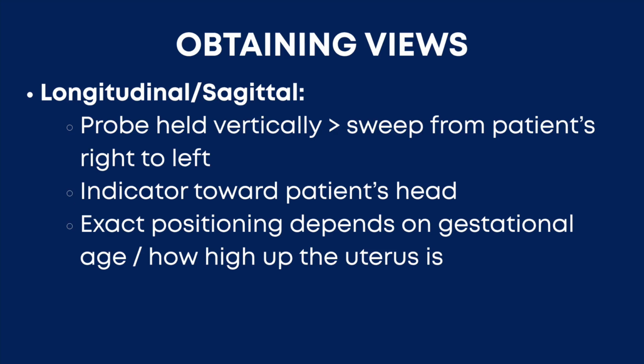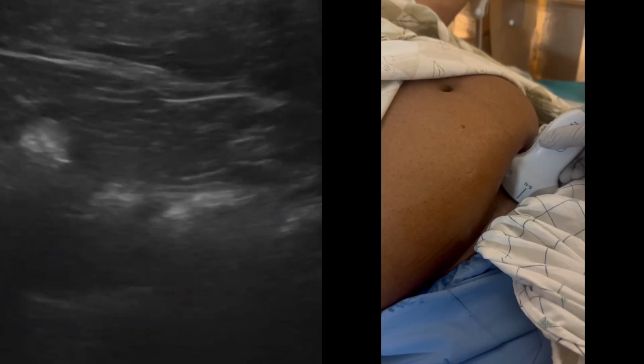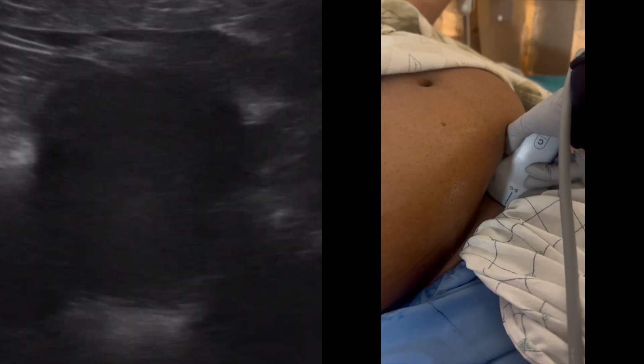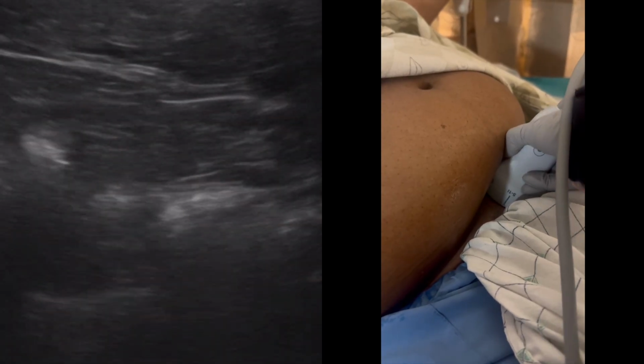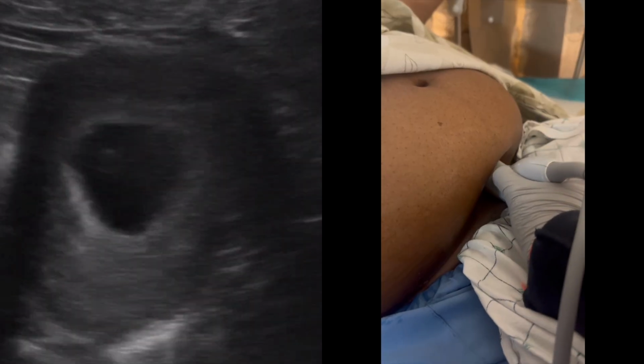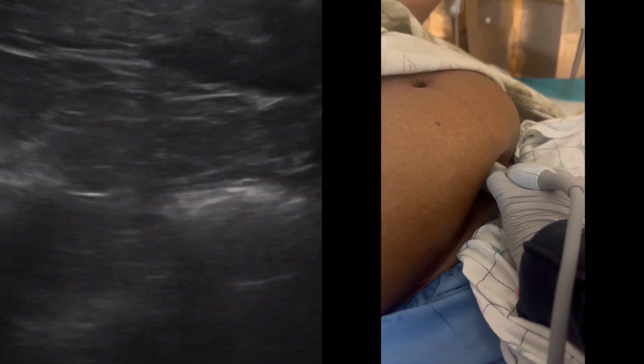The exact positioning of the probe does depend on the gestational age, because earlier in pregnancy, the uterus is more low down in the pelvis, so you'll need to move the probe appropriately down in the pelvis compared to later in pregnancy when the uterus is higher up in the abdomen.